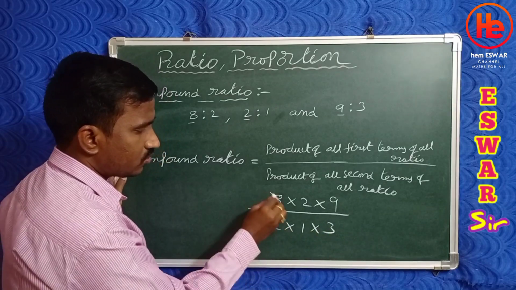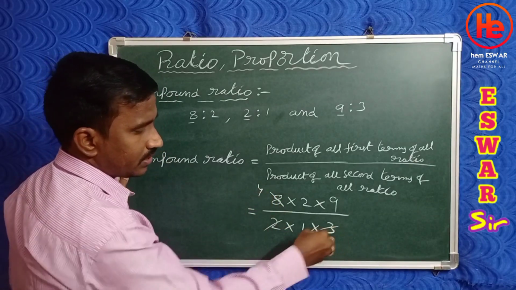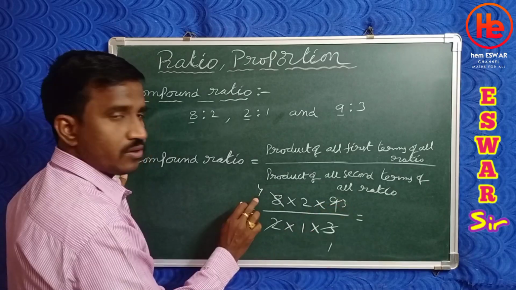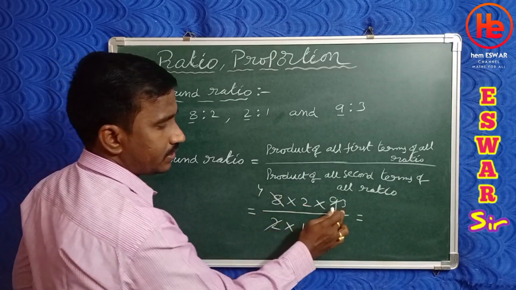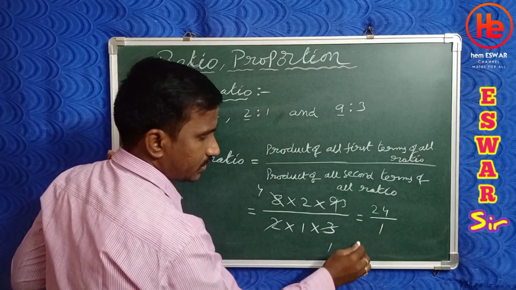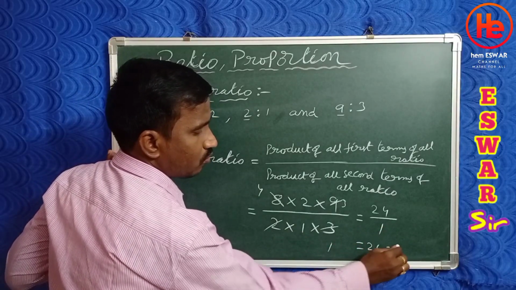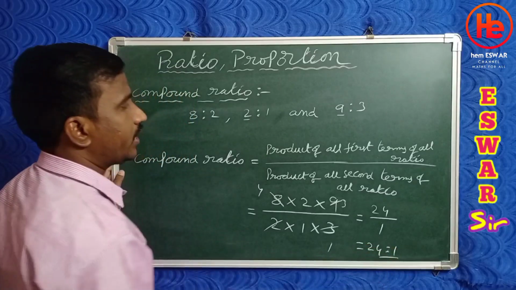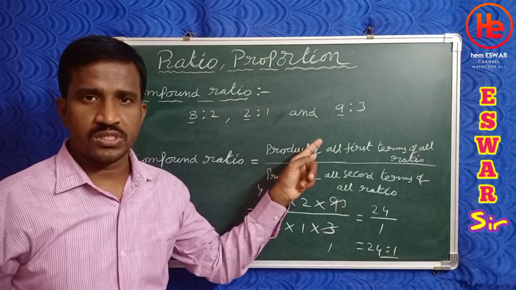Now 2 ones are 2, 2 fours. Next one, 3 ones are 3, 3 threes. Now 4 twos are 8, 8 threes are 24. 24, 1 ones are 1. That's why 24 is to 1 is the compound ratio of the given ratios.